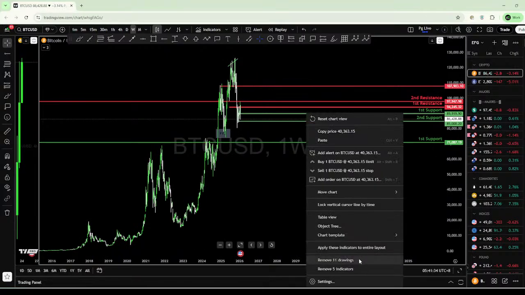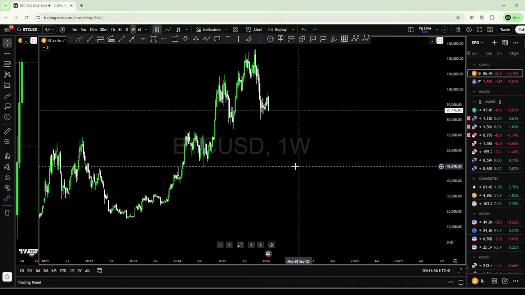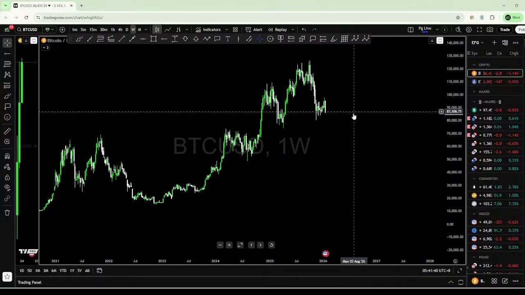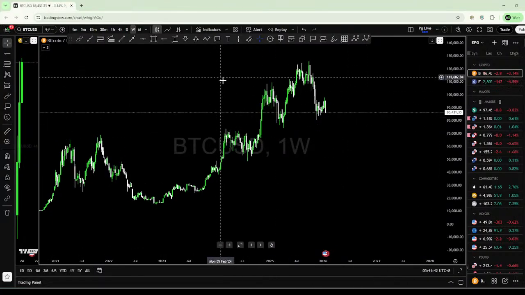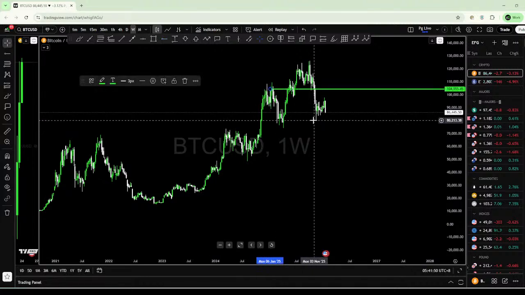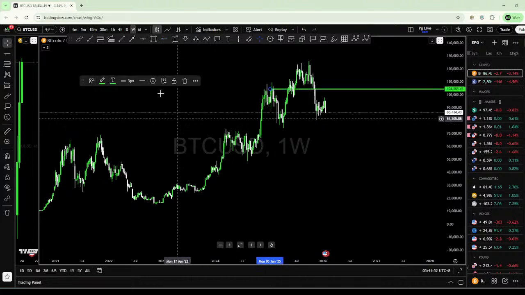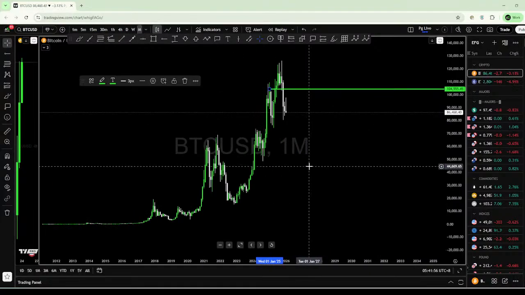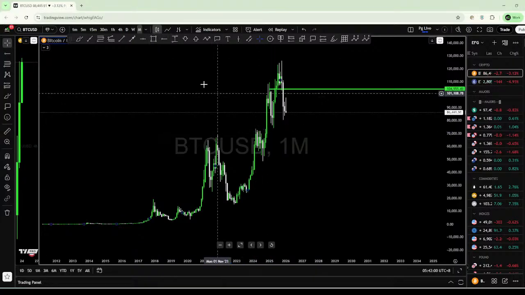Okay, BTC. I'm on the weekly time frame. To me, BTC on the weekly, I will look for a bearish move. Okay, the bearish move. My monthly support is here.